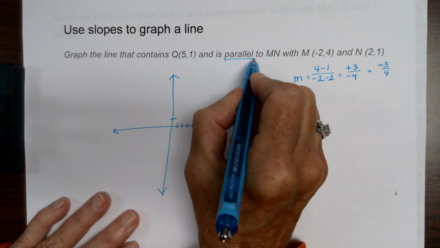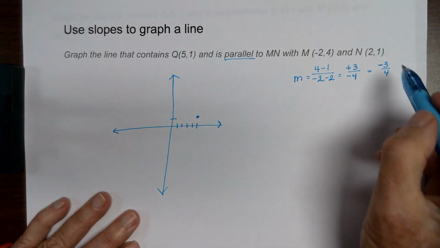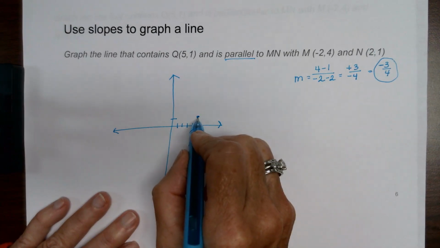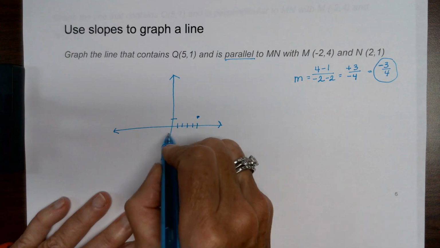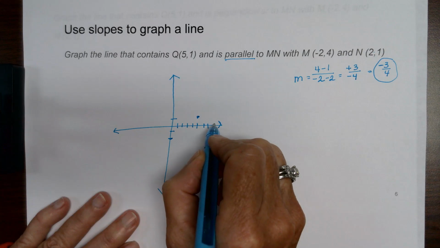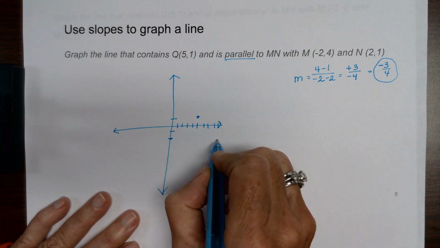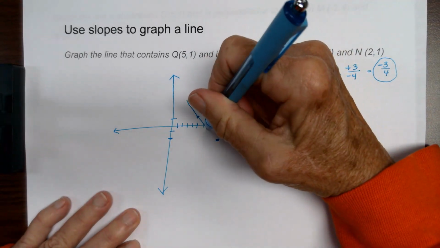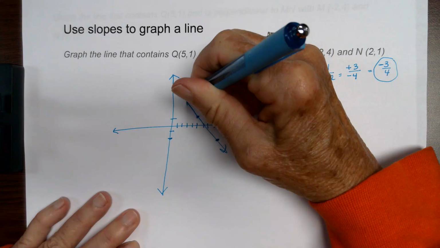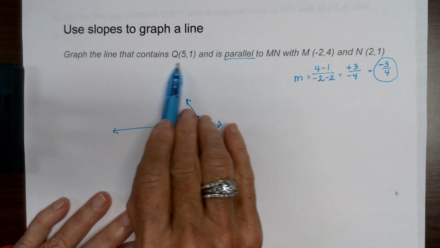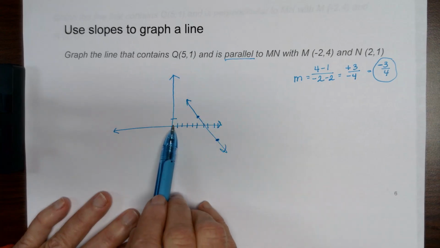Well, it says it's parallel, so that means I need that same slope. So from this point, I'm going to go down 3, 1, 2, 3, and I'm going to go over to the right 4. So that's going to be that other point right there, which means I have the line that goes through those two. Now, when you go to do your slope, you do it from this point. You do not do it from the origin.